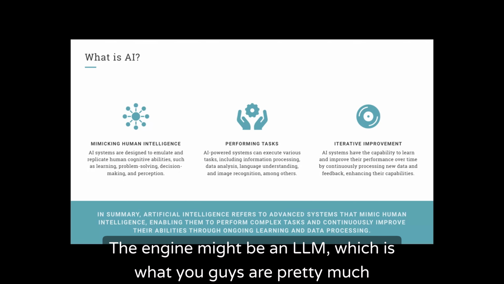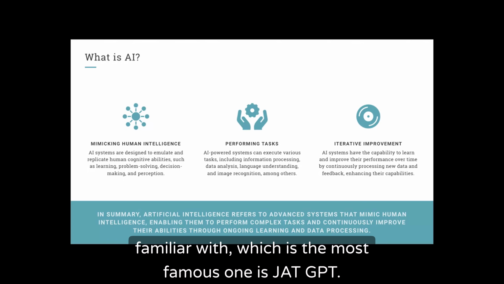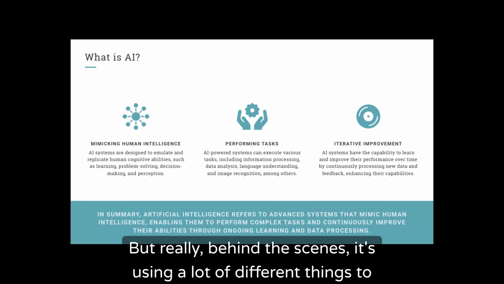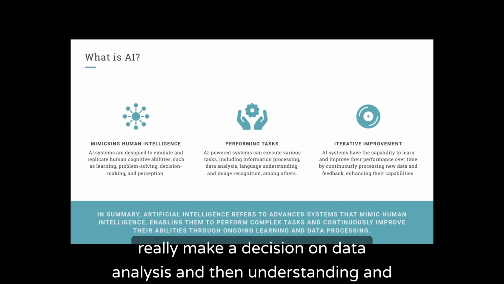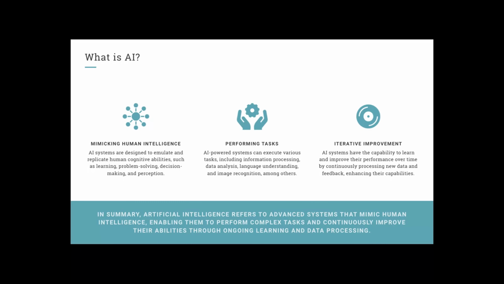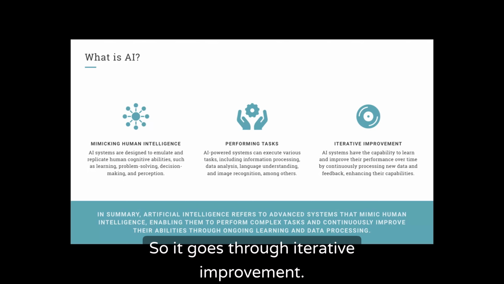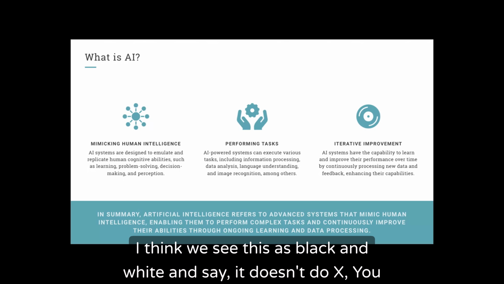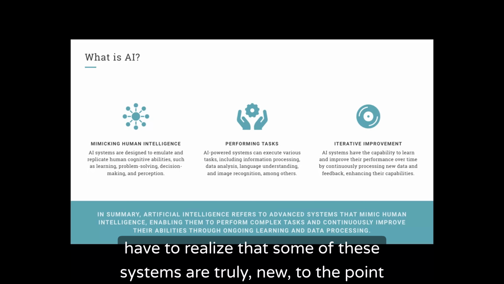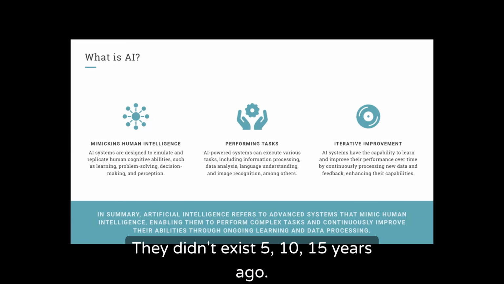The engine might be an LLM, which is what you guys are pretty much familiar with, and the most famous one is ChatGPT. But really behind the scenes it's using a lot of different things to make a decision on data analysis and then understanding and trying to figure out how to answer you. And then it goes through iterative improvement. And this is another thing: I think we see this as black and white and say no, it doesn't do XYZ. You have to realize that some of these systems are really, really new, right? To the point where we are using them, they didn't exist 5, 10, 15 years ago, right?